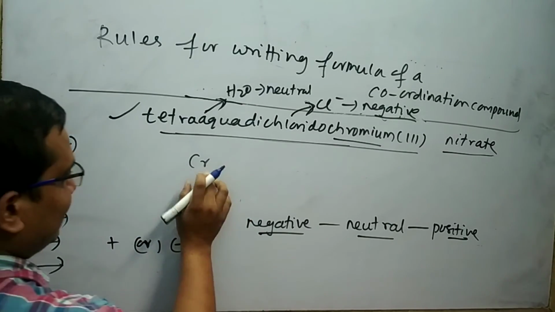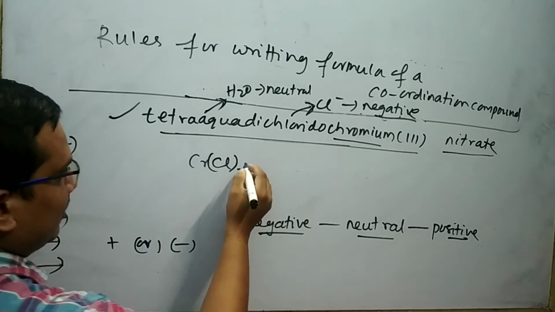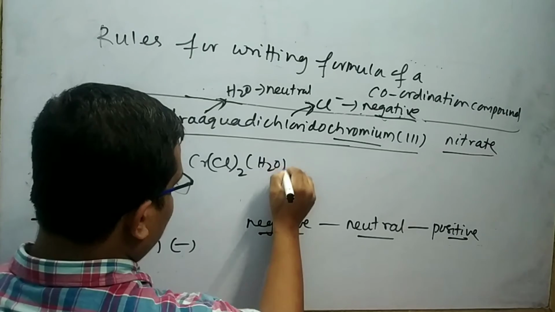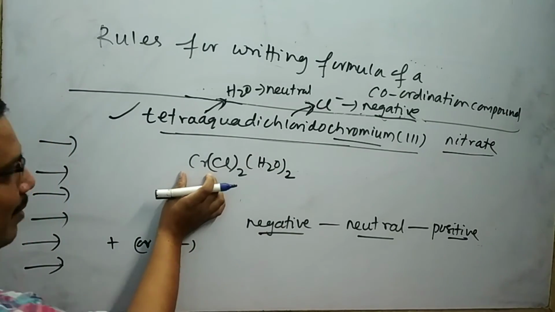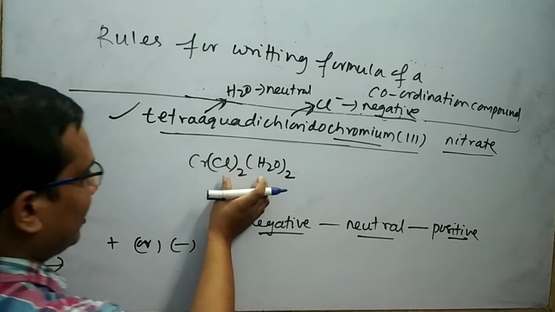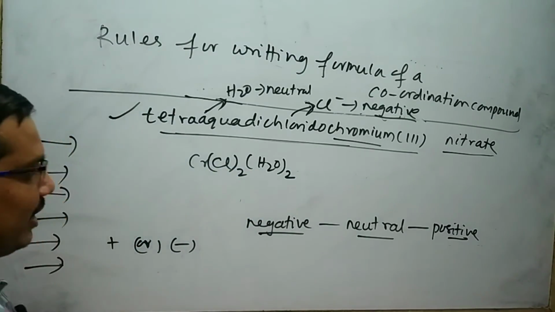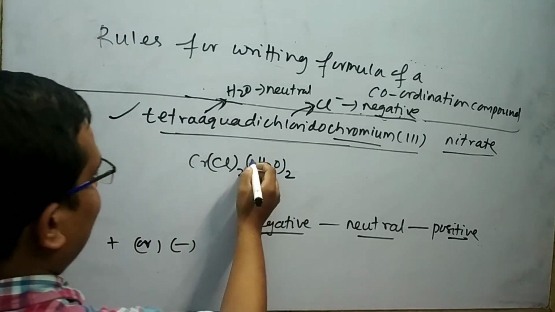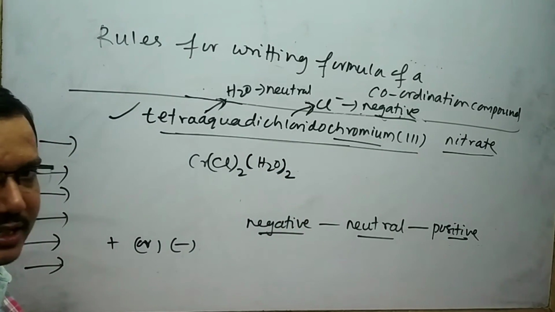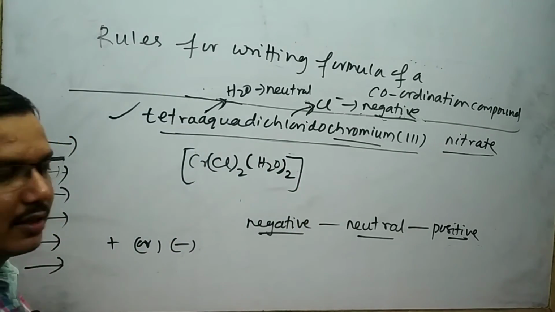That means I can write Cl twice, H2O twice. We know that there is no gap between the metal and the ligand, and also no gap between the ligand and ligand. And we again know that the polyatomic ligand must be enclosed in a parenthesis bracket. Now I will give a square bracket like this.